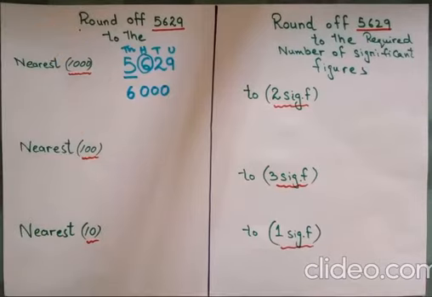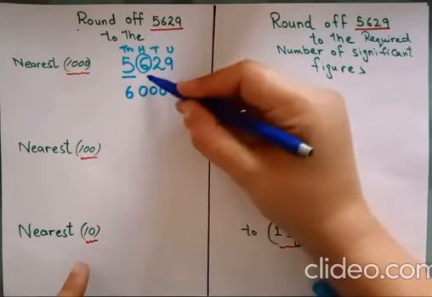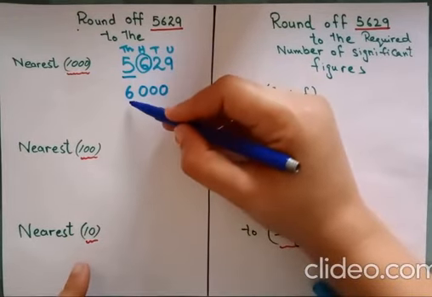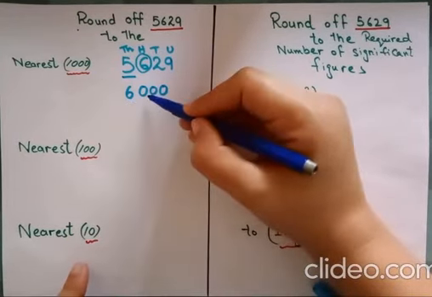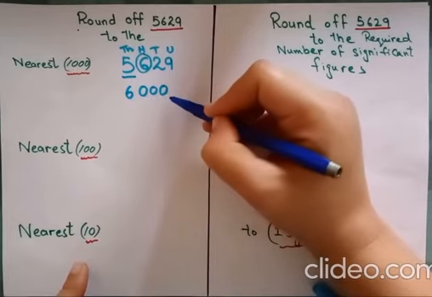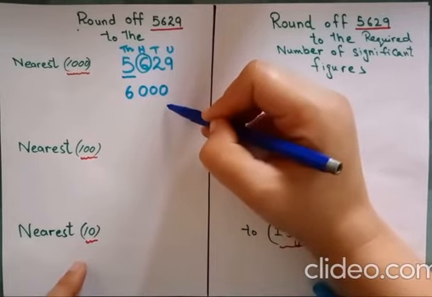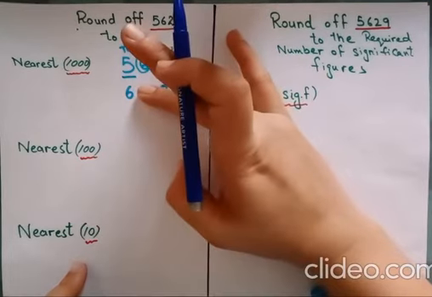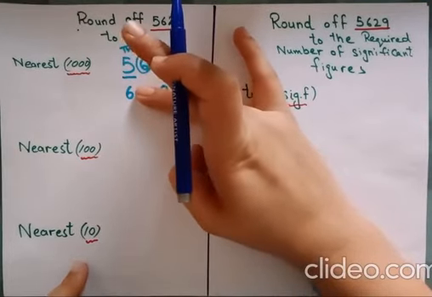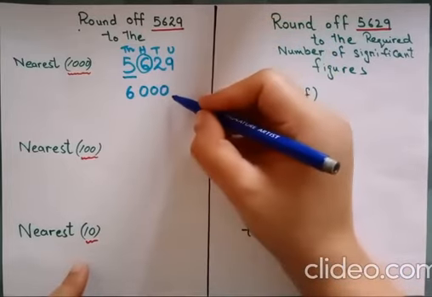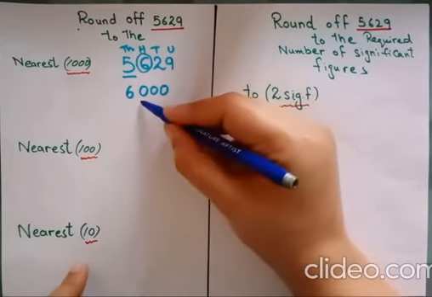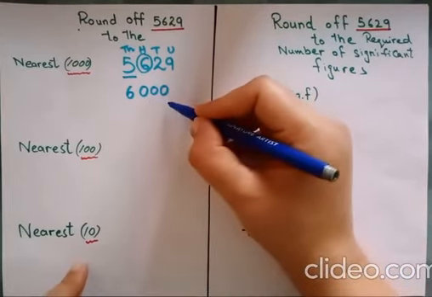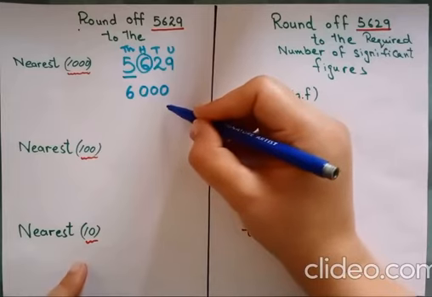Now you can see that we have applied all 3 rules. Underline that digit, circle the very next digit, and if it is 5 or more, we add 1 to 5 and it becomes 6, and we write these zeros just to keep place value. We can't write that 5629 to the nearest 1000 is 6. No, that would be wrong. So this is our right answer, 6000, and these zeros are written to keep the place value.